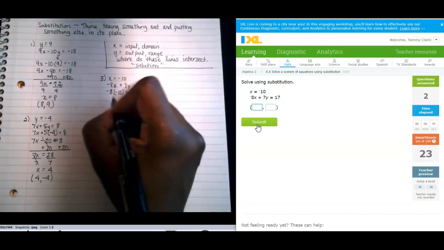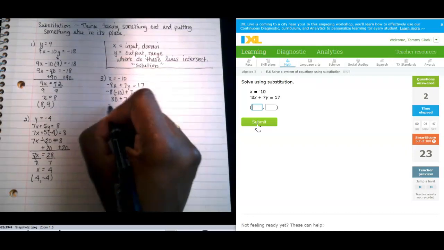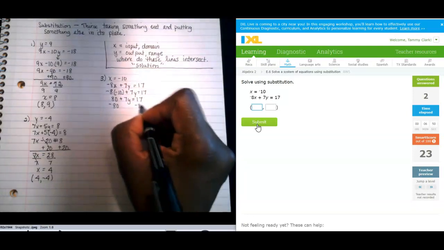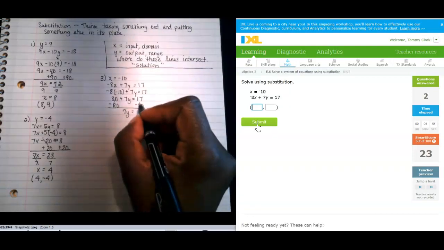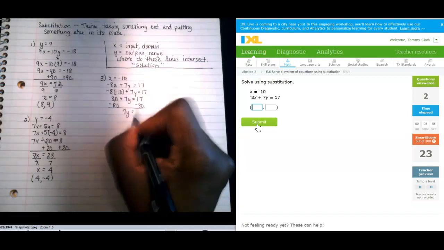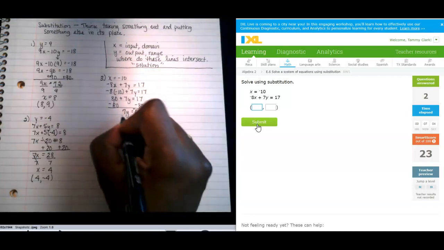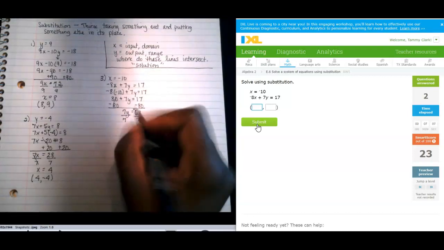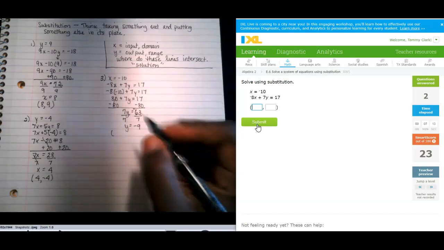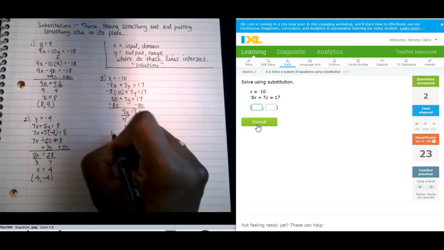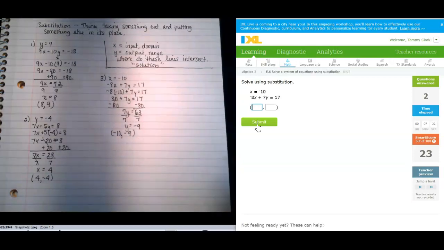So negative 8 times negative 10 is positive 80, plus 7y is equal to 17. I'm going to subtract 80 from both sides of the equation, and I'm left with 7y is equal to, let's see, 63. But it's not positive, it's a negative 63 because negative 80 is bigger. Divide both sides by 7. Y therefore is equal to negative 9. So my solution to this ordered pair would be negative 10 as my domain or my input, negative 9 is my output.